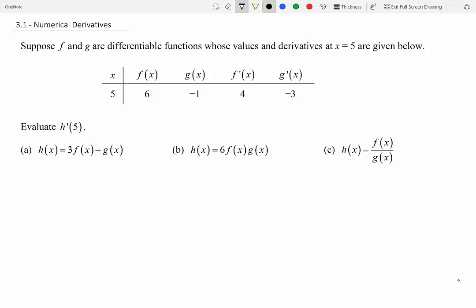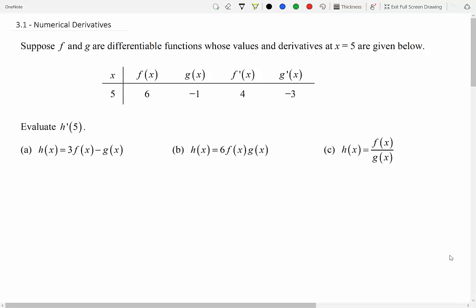All right, these problems are called numerical derivatives because after taking a derivative for these questions, you then plug in numbers and calculate the answer numerically. So for this first problem, part A, h of x is defined to be 3 times the function f of x minus g of x.